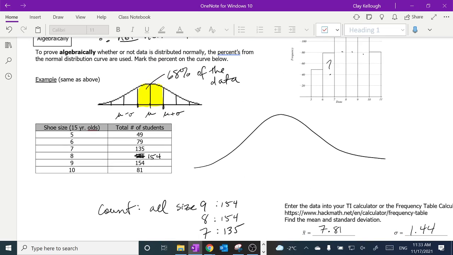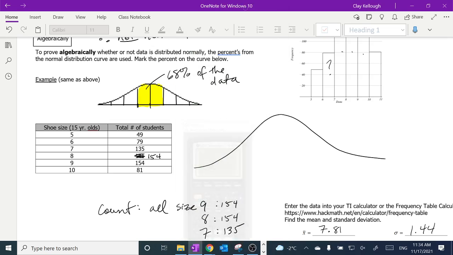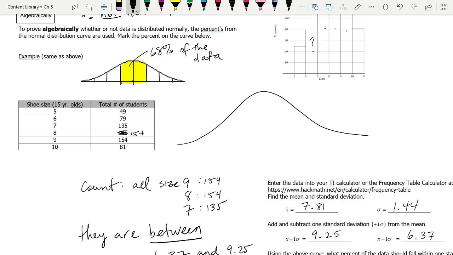The mean of the distribution, let's go back to our calculator. What was the mean again? I don't think we ever really looked at it. Come on, what was the mean of the distribution? The mean was 7.8, and the standard deviation was 1.4, right? So 7.8. I guess we did look at it a little earlier, didn't we?